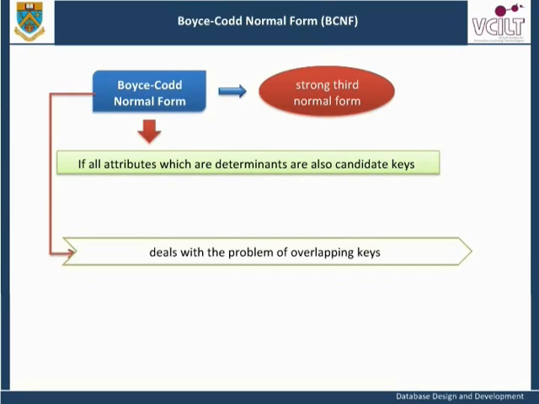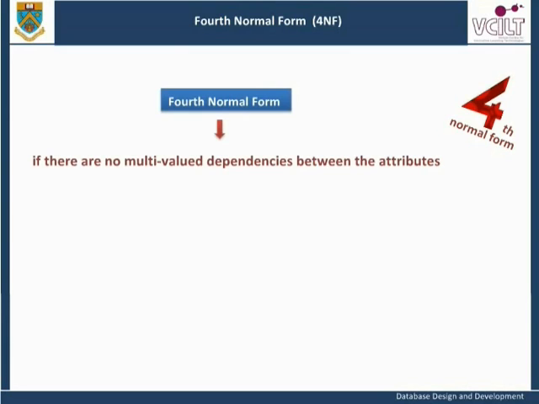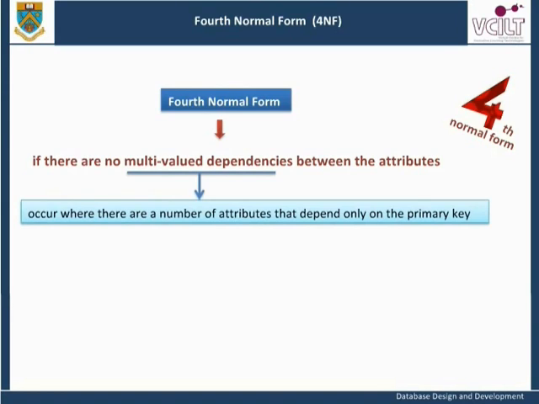An indirect dependency is resolved by creating a new relation for each entity. These new relations contain the transitively dependent attributes together with the primary key. Fourth normal form, 4NF. A relation is in fourth normal form if there are no multi-valued dependencies between the attributes. Multi-valued dependencies occur where there are a number of attributes that depend only on the primary key, but they exist independently of each other.